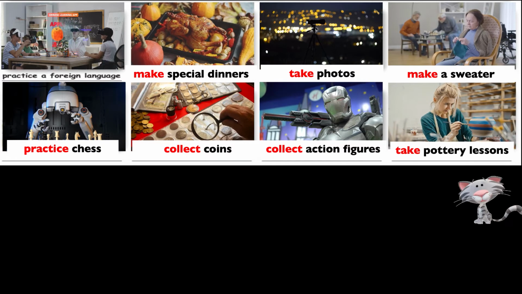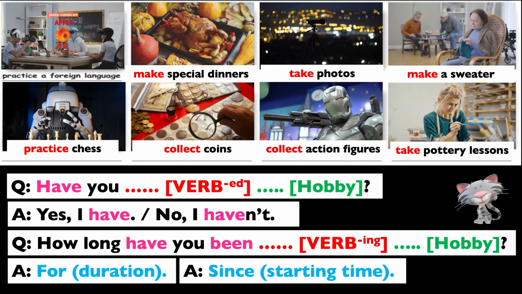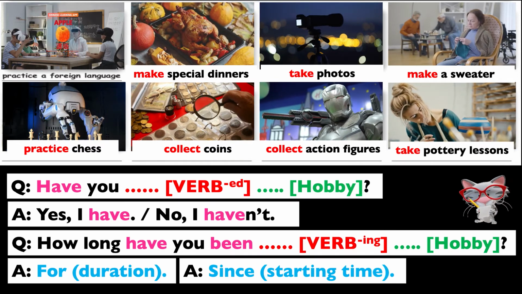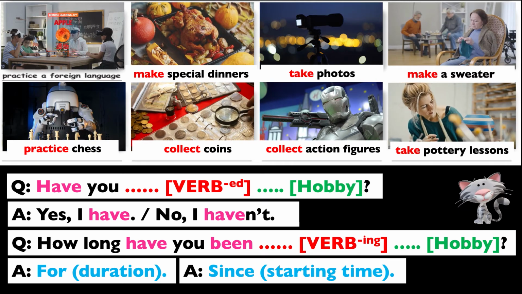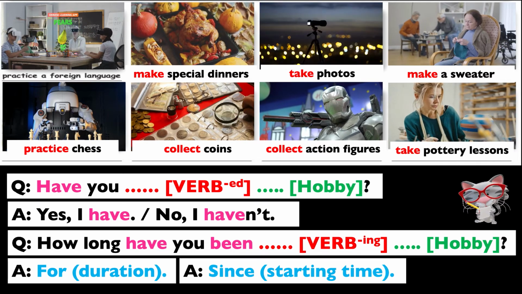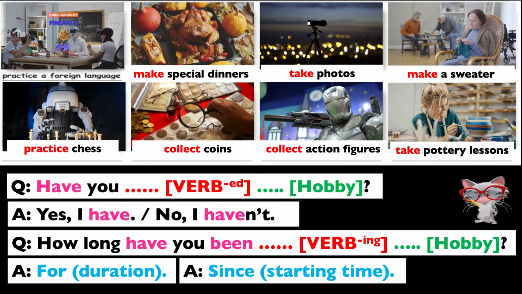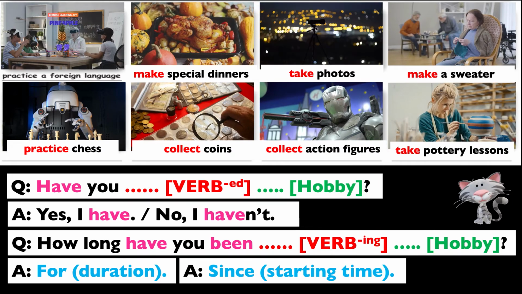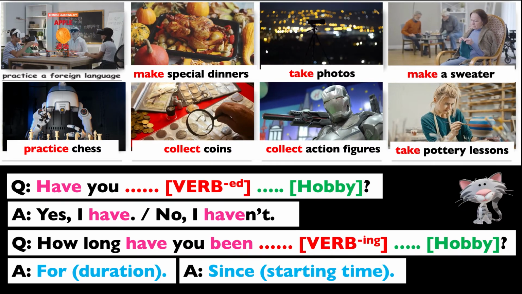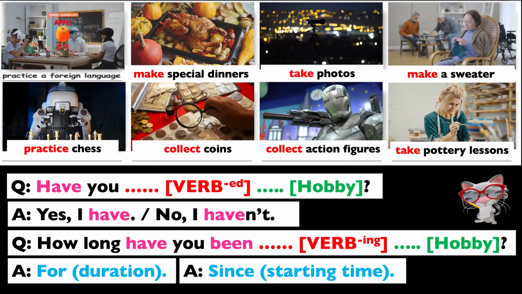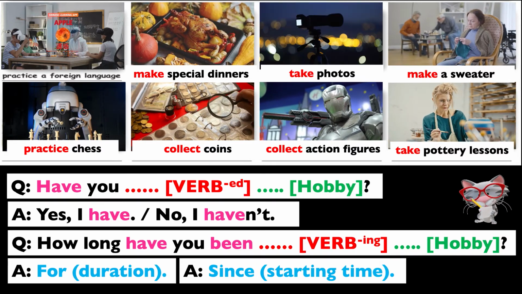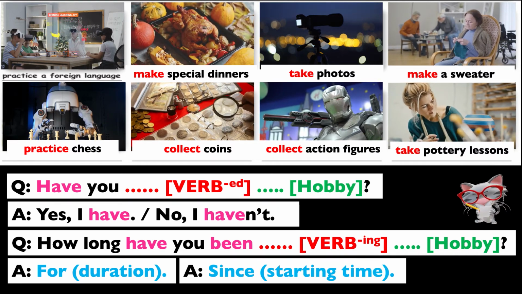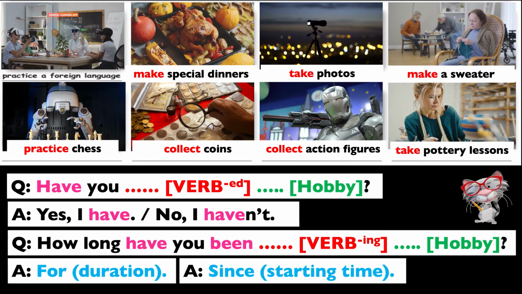So here, let's give you some example questions and answers. So we have you, and you put in the verb in the present perfect simple, and it will end in ed. Plus the hobby. So for example, have you practiced the hobby? Yes, I have, or no, I haven't. If you say yes, then you get the next question. How long have you been? And here it uses the present perfect progressive with the verb with ing, followed by the hobby. And then you will answer with either for, duration, how long something's lasted, or since, when did something start.